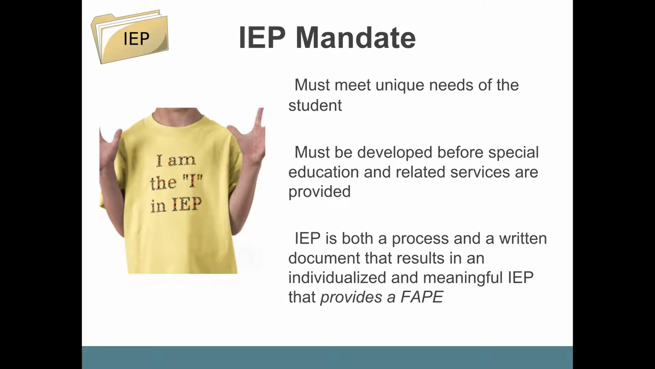So the mandate piece essentially requires that we're meeting the needs of the students. So the IEP has to meet the students' needs. The IEP has to be developed before the special ed services can be provided. So, if the student goes through the assessment, you've identified that he or she fits within one of the 13 disability categories, and the needs related to that disability category are inhibiting his or her educational progress, excuse me.